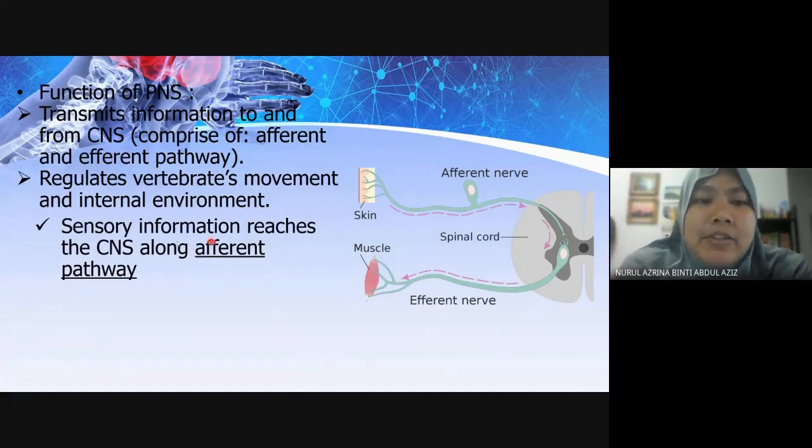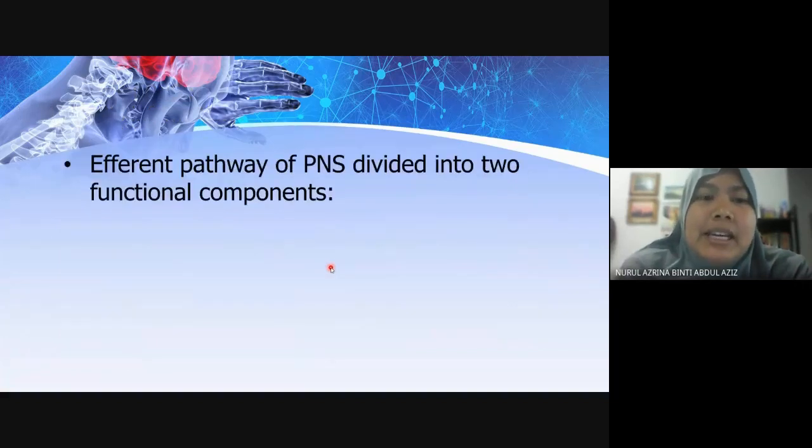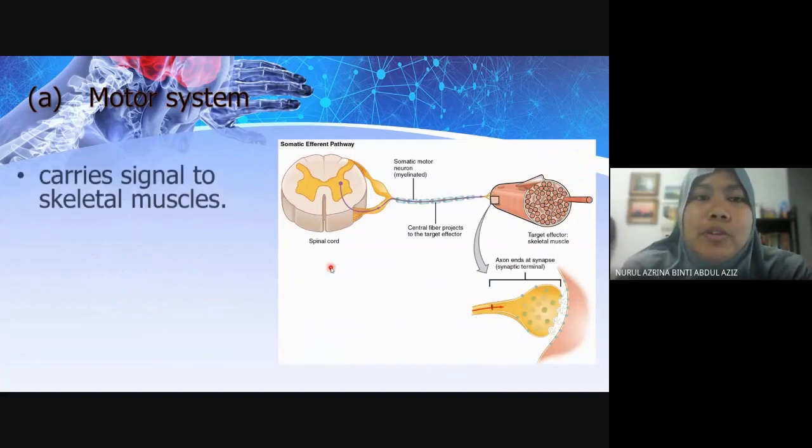Okay, sensory information reaches the central nervous system along afferent pathway. So ni, sensory information reaches the central nervous system along the afferent pathway. Okay, next, the process information at the central nervous system will be travel to the effector through the efferent pathway. So ingat E is exit. So yang keluar lah. The process information will be travel to the effector through the efferent pathway. Okay, right. Any question tanya ya? The efferent pathway of peripheral nervous system divided into two functional components, the motor system and autonomic nervous system. So branch of efferent ada dua, motor and autonomic. So let's see the motor first.